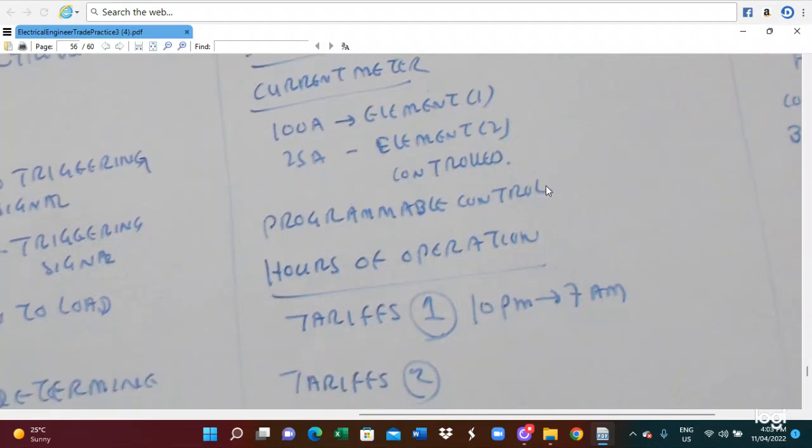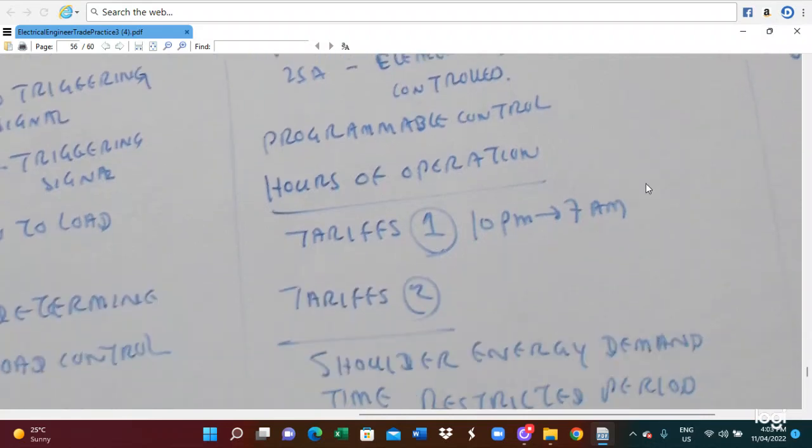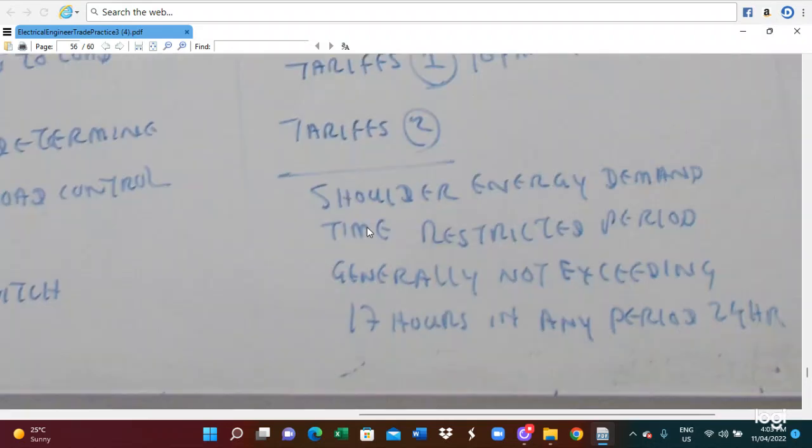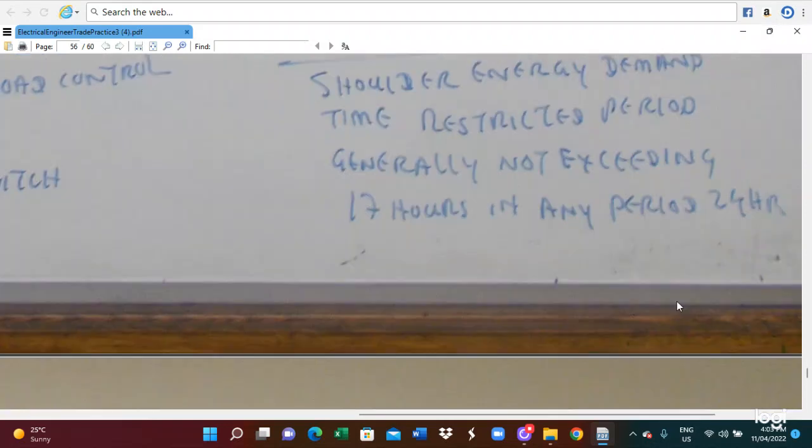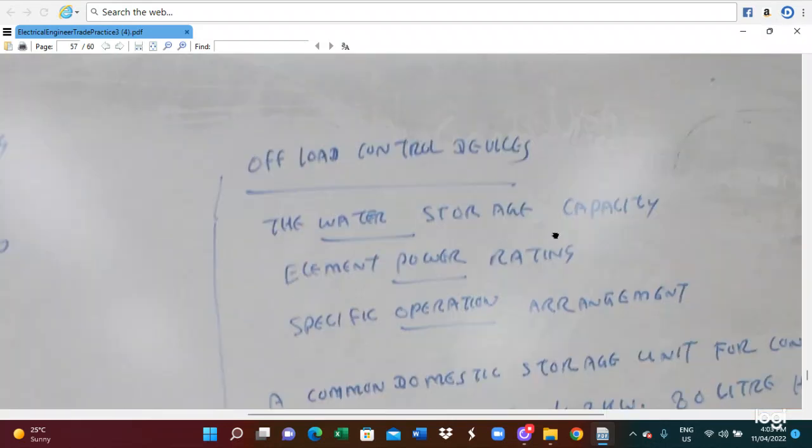We also include a programmable operation. How our operation works: tariff 1 is 10 p.m. to 7 a.m. Tariff 2 should be the energy demand time, a restricted period, generally not exceeding 74 hours in any period of 24 hours. So this is the rule for the supply.